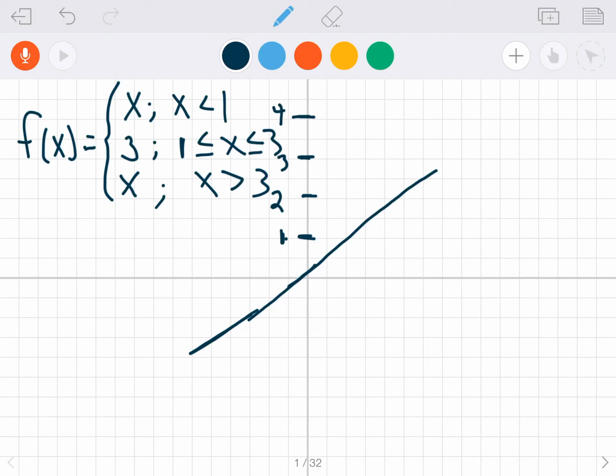All right. Now the actual definition says where x is less than 1. So these are our x's. So I'm going to go here. 1, 2, 3, 4.